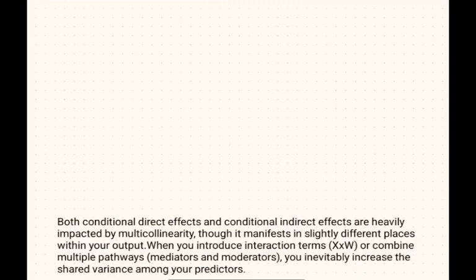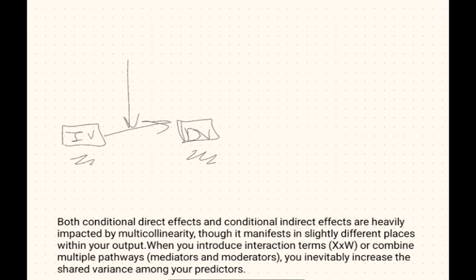In this video, I am going to particularly talk about conditional indirect effect and conditional direct effect, when you have an independent variable affecting the dependent variable and there is a moderator in between. In my previous video, I have already discussed what is mediation and moderation analysis. Along with that, I have also explained what is moderated mediation.